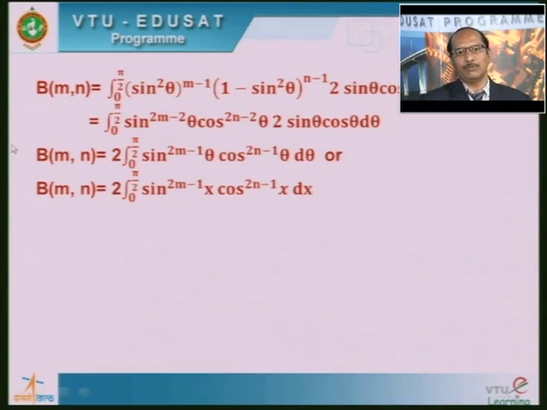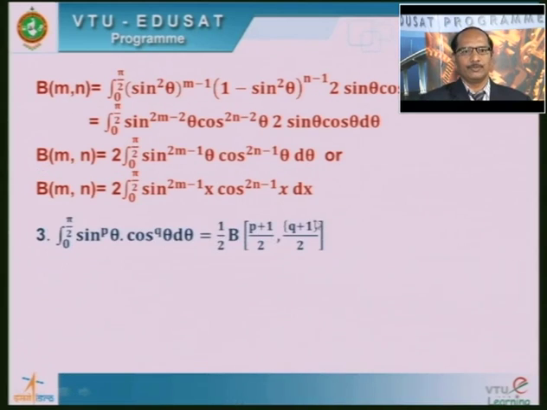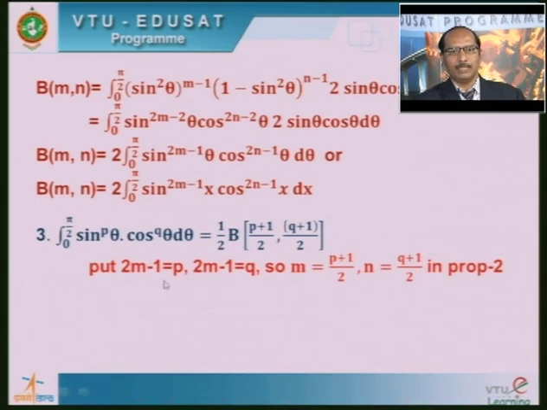From the definition of 0 to 1, this is another property. Coming to another formula, you can call it a property, that can be obtained using the previous result. Integral 0 to pi by 2 sin raised to p theta cos raised to q theta d theta is expressed in terms of beta function. Now, putting 2m minus 1 equal to p and 2n minus 1 equal to q in the above result.